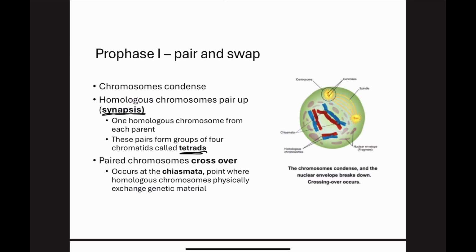We also have crossing over occur during prophase 1. So what happens is that crossing over occurs at something called the chiasmata. And this is the point where our homologous chromosomes are physically going to exchange genetic material.